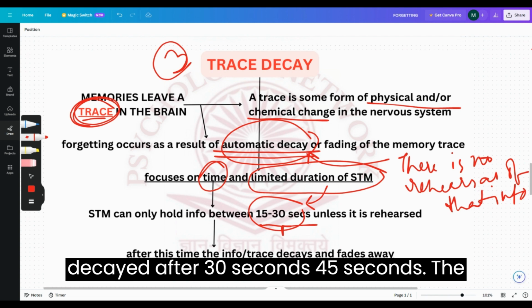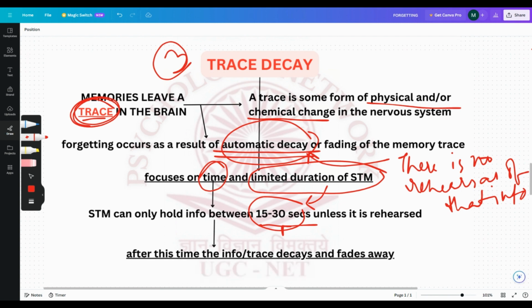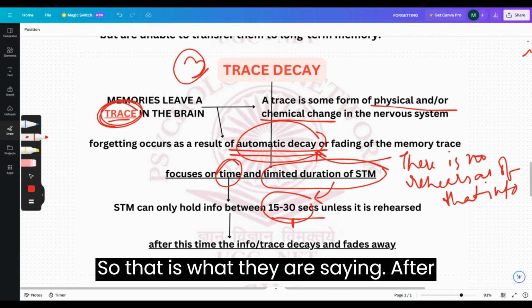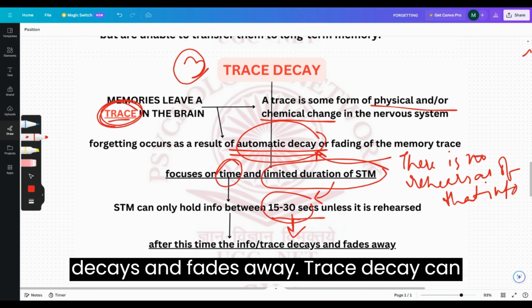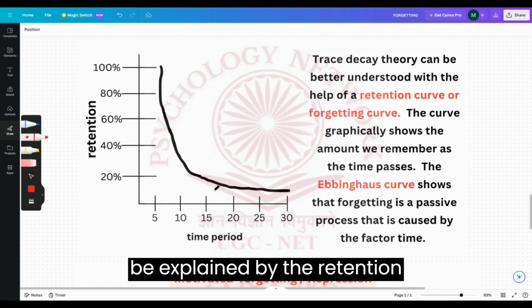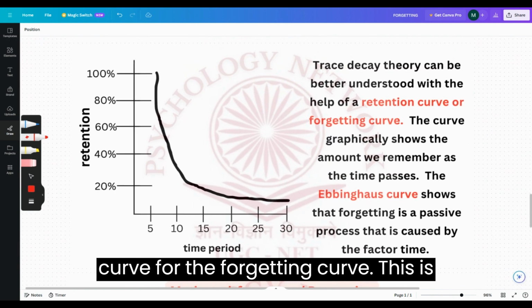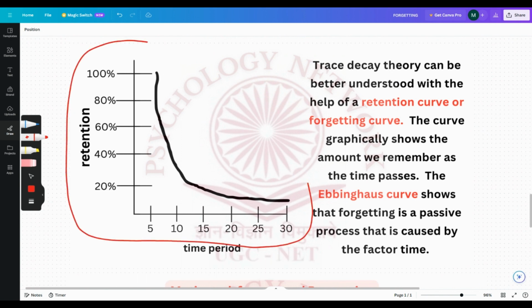After 30 seconds, 45 seconds, the information is completely decayed from the short term memory. So that is what they are saying. After this 15 to 30 seconds, the information decays and fades away. Trace decay can be explained by the retention curve or the forgetting curve. This is the retention curve or the forgetting curve, which you're seeing.